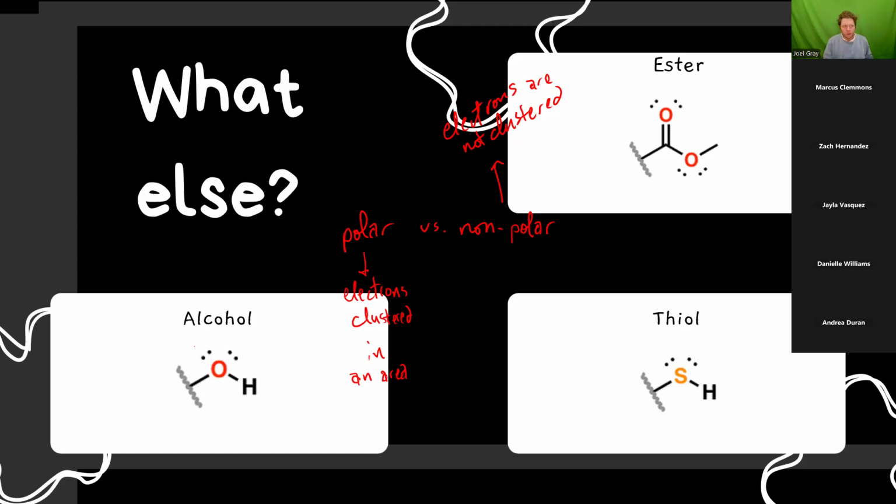Same thing with the thiol. Same thing with the oxygens in the ester. So which one of these is a polar molecule? All of them. They are all polar because they all have these kinds of electron clusters.